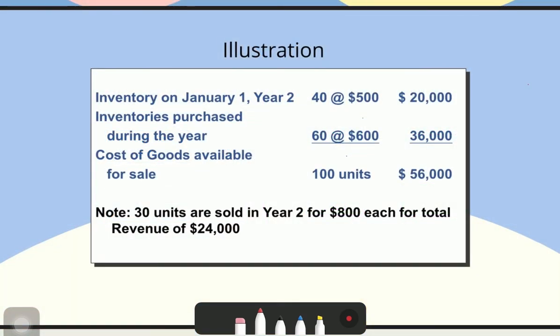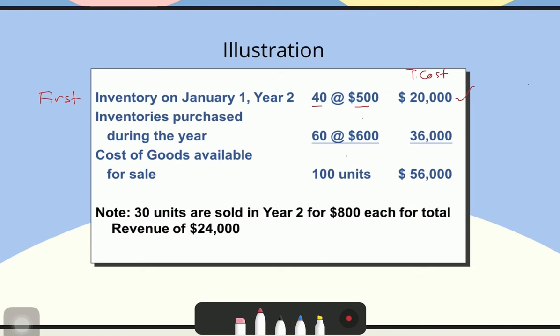Now let's take a look at the illustration on how to calculate the cost of goods sold and the gross profit of the company if the company applies different methods of costing inventory. Inventory on January 1st, year 2. Let's say the company first purchases inventory on January 1st. So mula-mula dia beli 40 units at $500. So this is a total cost of inventory of 20,000.